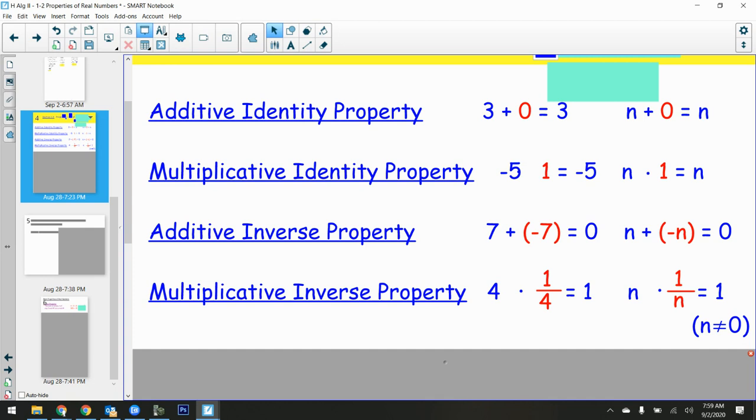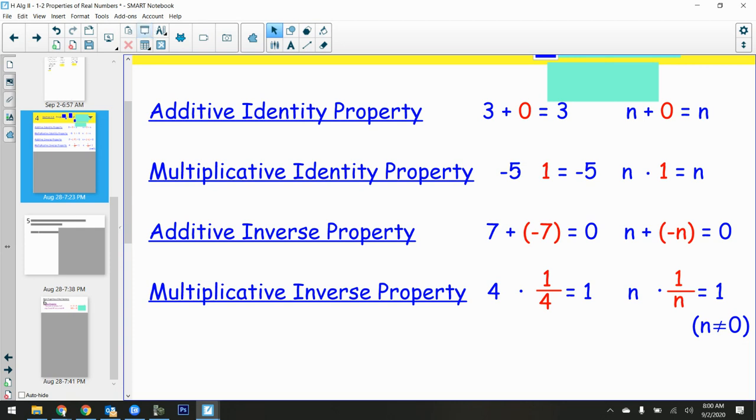So the additive identity is 0, the multiplicative identity is 1. The additive inverse gets us back to the additive identity, which is negative n. The multiplicative inverse gets us back to the multiplicative identity, which is 1, so it would be 1 over n. It's basically the reciprocal of that value.